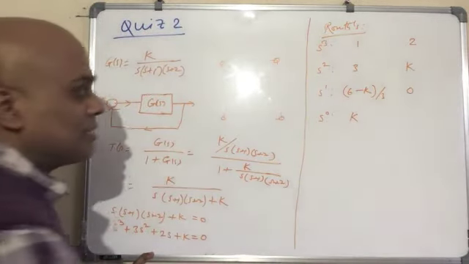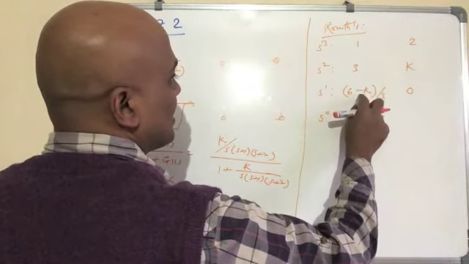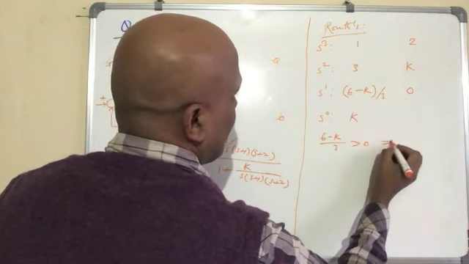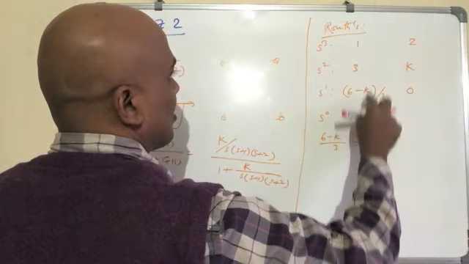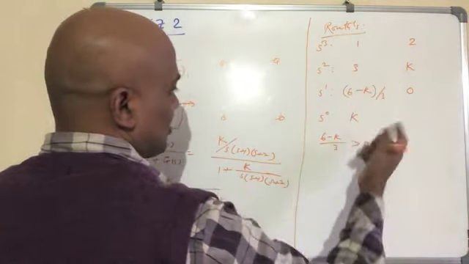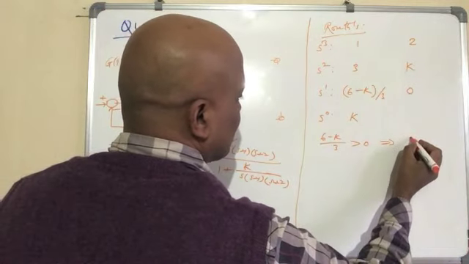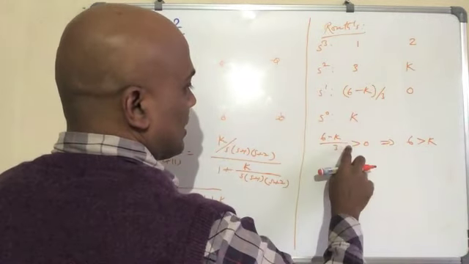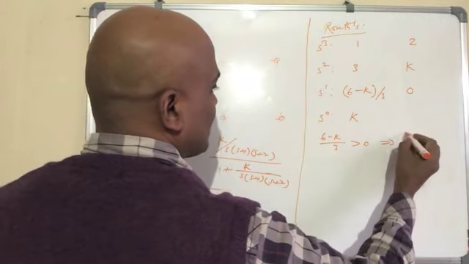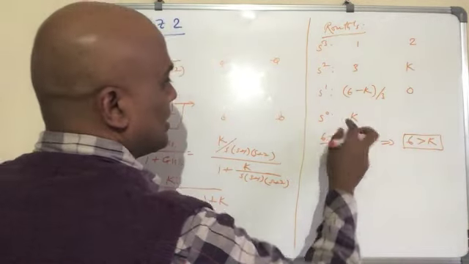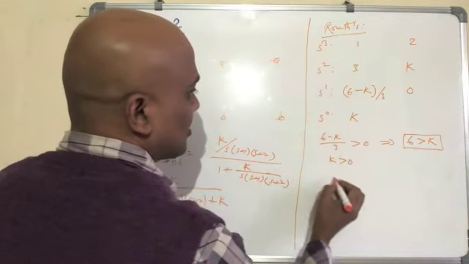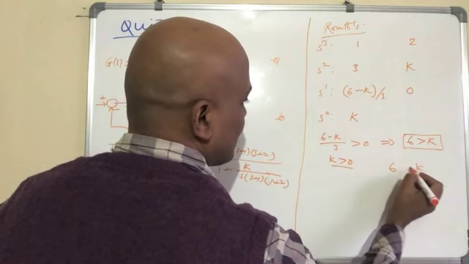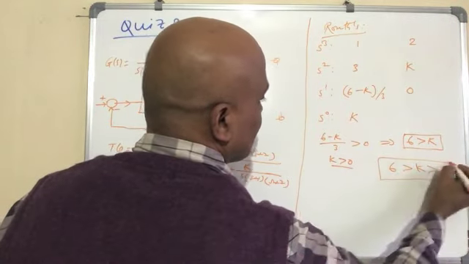Okay, so stability criteria, what we get? We get two things. First, we have (6 minus K) over 3 greater than 0. Yeah, because the others are positive, K is also supposed to be positive only. So this gives us 6 greater than K, so K is less than 6. And from this one, K greater than 0. So we get the range of K: K is less than 6 and greater than 0. So this is the range.